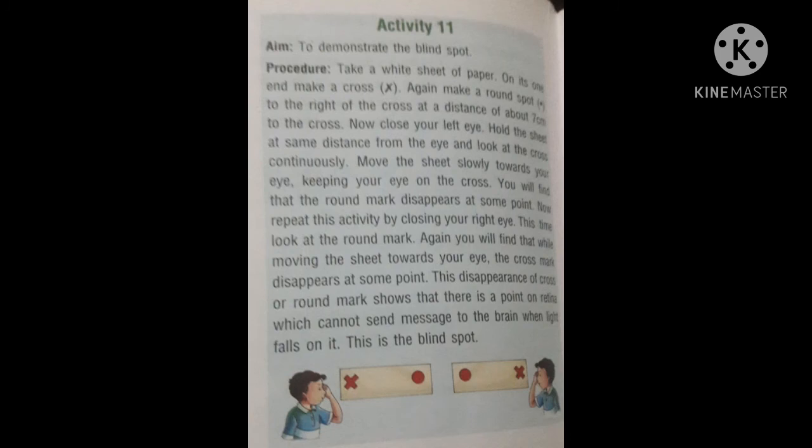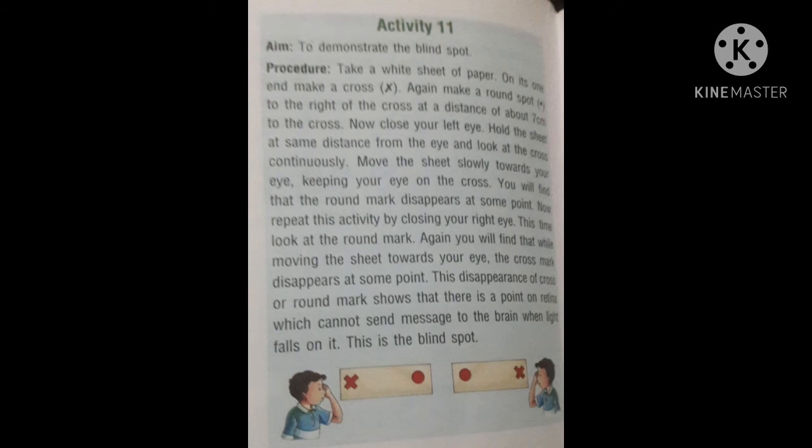Activity 11. The aim is to demonstrate the blind spot. The procedure is: take a white sheet of paper. On one end, make a cross. Again make a round spot to the right of the cross, at a distance of about 7 cm from the cross, as shown in the picture. Now close your left eye.